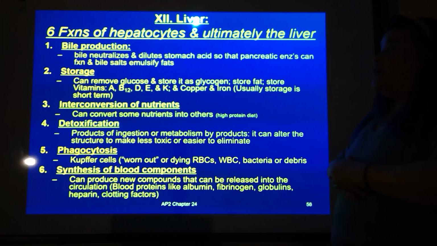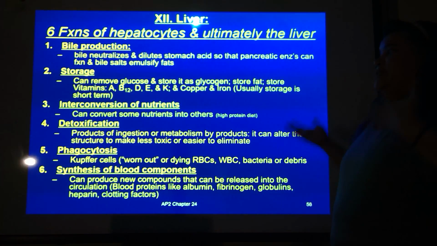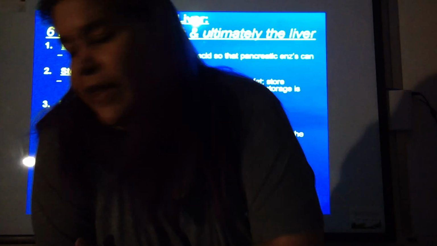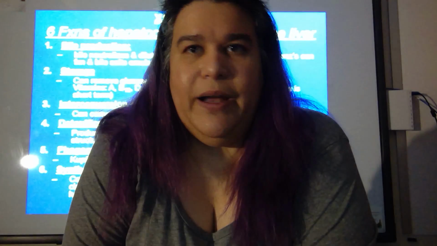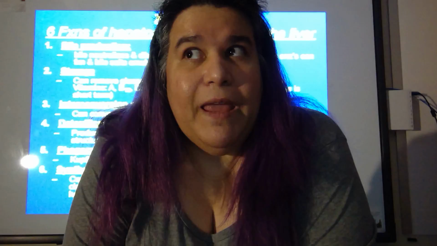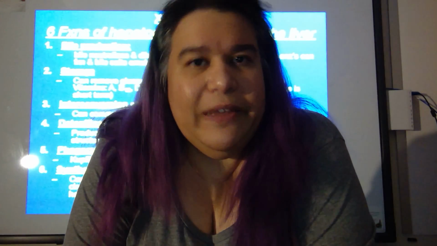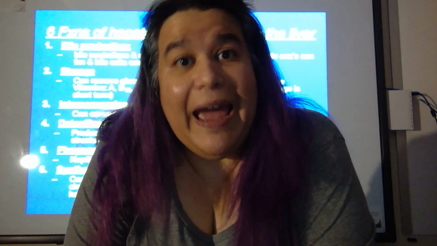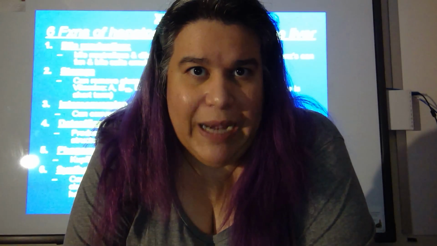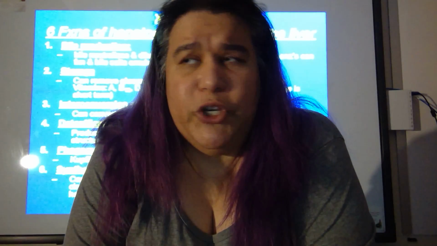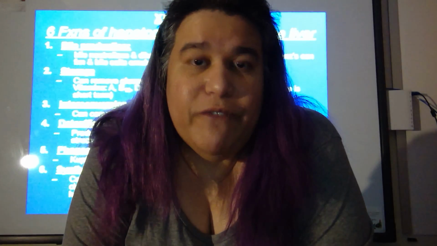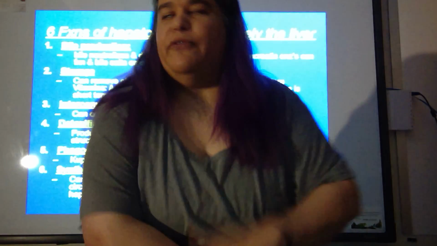Interconversion of nutrients. So it can actually convert some nutrients into other nutrients. So one of the big popular things, right, is Atkins or protein diet or whatever you want to call it. I hate to tell you, but your liver takes some of those amino acids and converts them into sugar, so that you have fuel so that your body can keep running. So when you don't have any sugar, well, technically your body makes sugar. So that's the interconversion of nutrients. I can make one thing into something different.